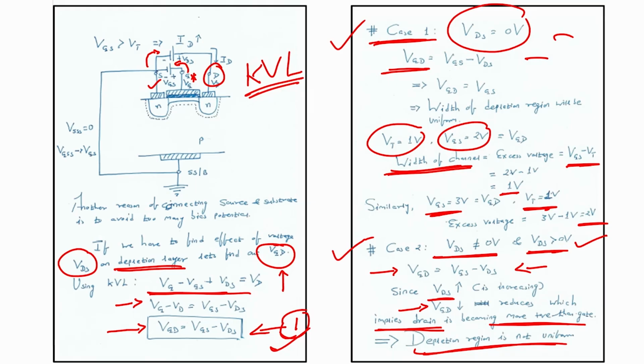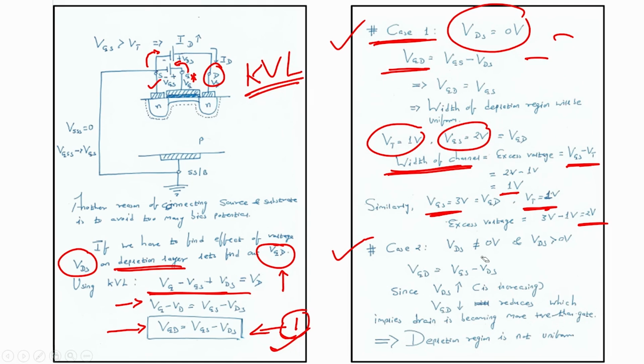Again, see this condition, it is so easy. You have Vgd equals Vgs minus Vds, but if I keep on increasing Vds, my Vgd will keep on decreasing. If Vgd keeps decreasing, that means my drain is becoming more positive, Vds is becoming more positive, and Vgd is going down.